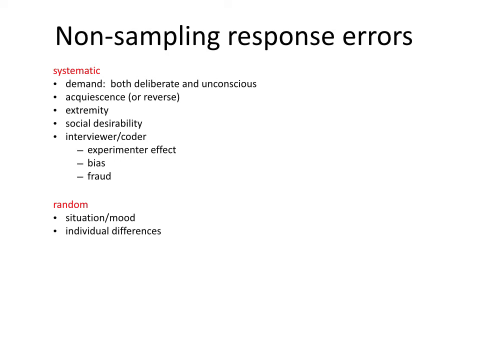Take the systematic errors first. These are errors that systematically inflate or decrease the value of the information that you collected. So if you think about a scale, let's say from 1 to 10, systematic error is going to give you a higher number or a lower number than the true number.